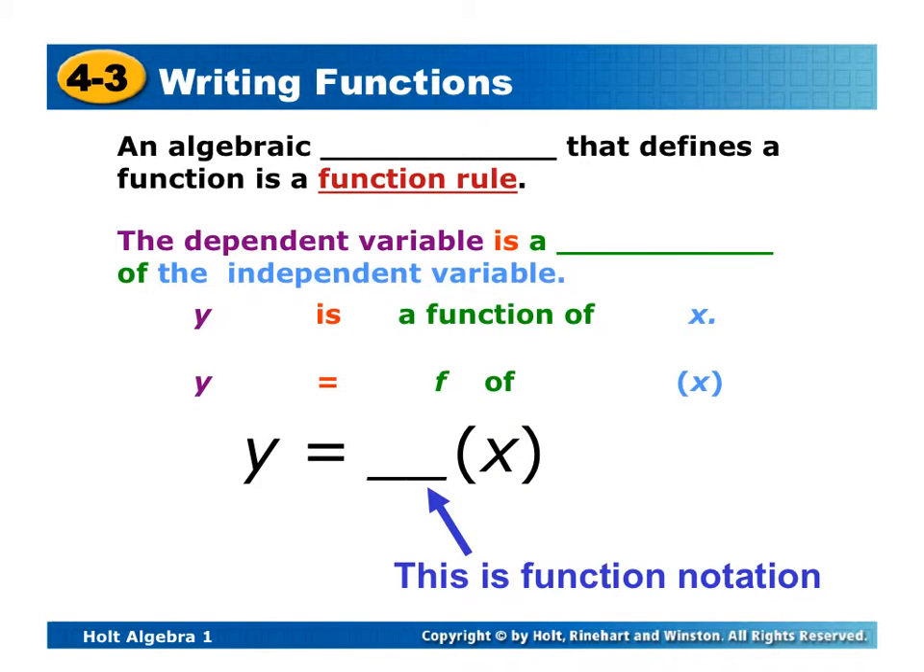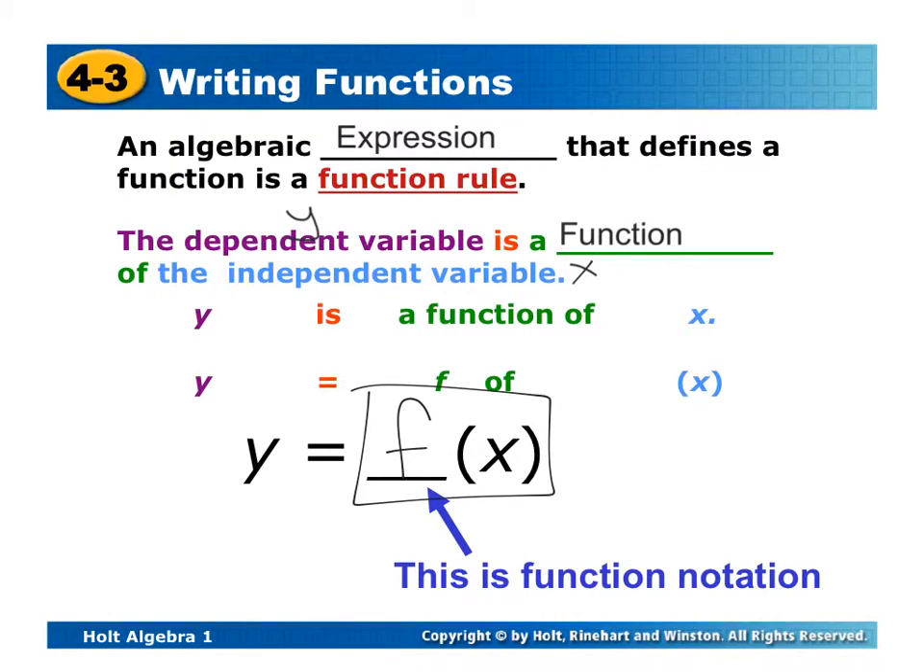Now what this relates to is the fact that an algebraic expression that defines a function is a function rule. The dependent variable is a function of the independent variable. Or in other words, because remember our dependent variable is typically y and our independent variable is typically x, y is a function of x, or we could say y is f of x because we abbreviate with function of x. So y is the same thing as f of x, and this is what we use for function notation.